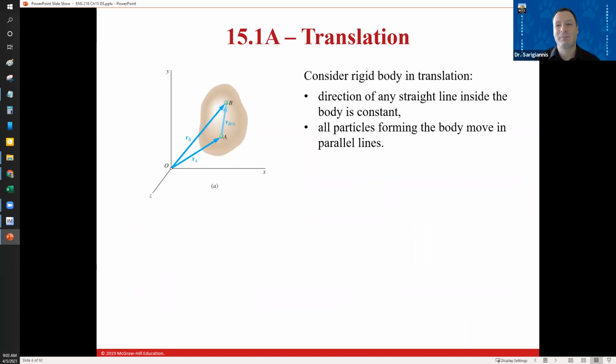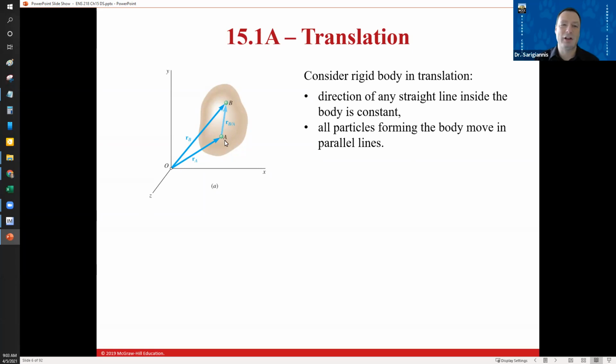The basic translation is the first case, right? Any straight line translation. If the body is translated in a straight line, any particle inside the body or on the body is also going to move in a straight line. So all the particles move in sort of parallel lines.